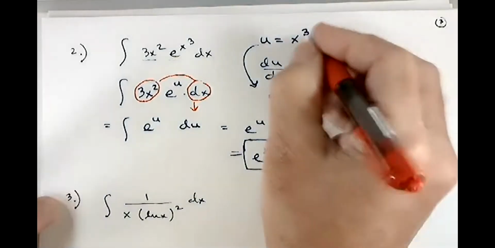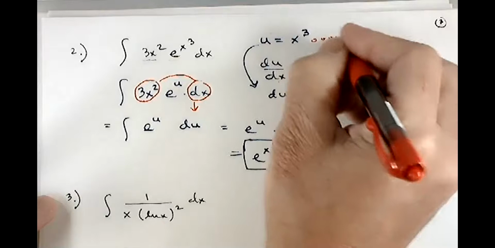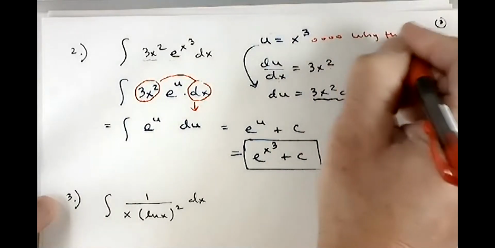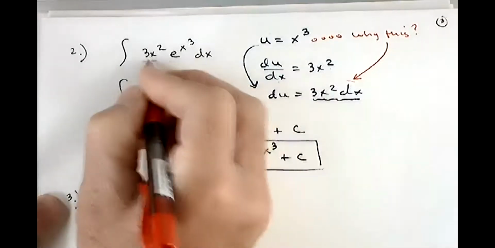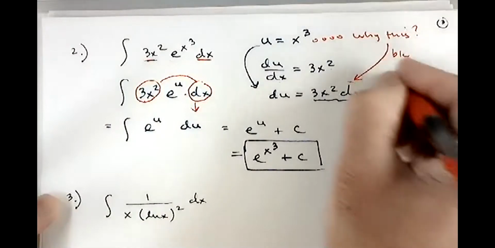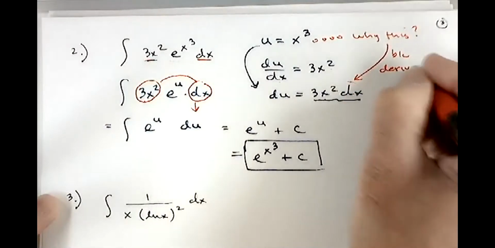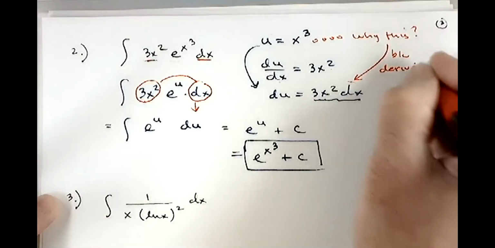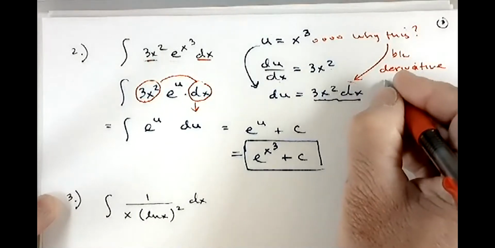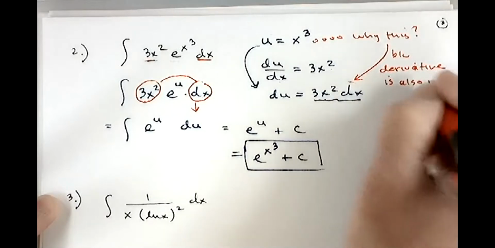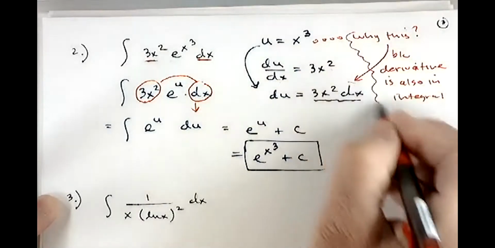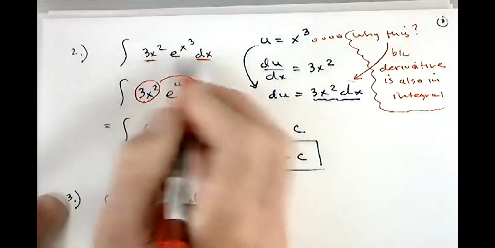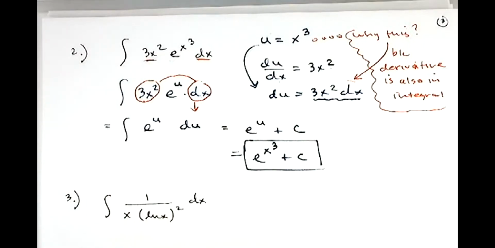So why did I take this as my u? It's because the derivative of it also shows up in my integral. That was my u and the rest of it was du. That's kind of the thing to think about when you're doing u substitution.